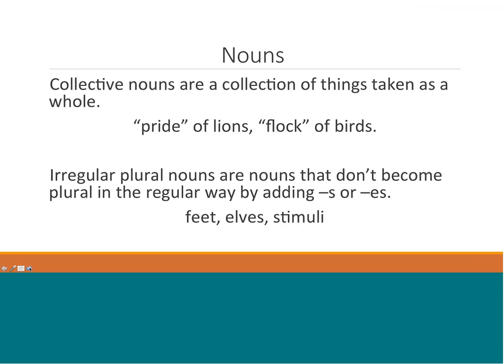All right, so nouns. Two new types of nouns that second graders need to know about are collective nouns, which are talking about a collection of things taken as a whole, like a pride of lions or a flock of birds.